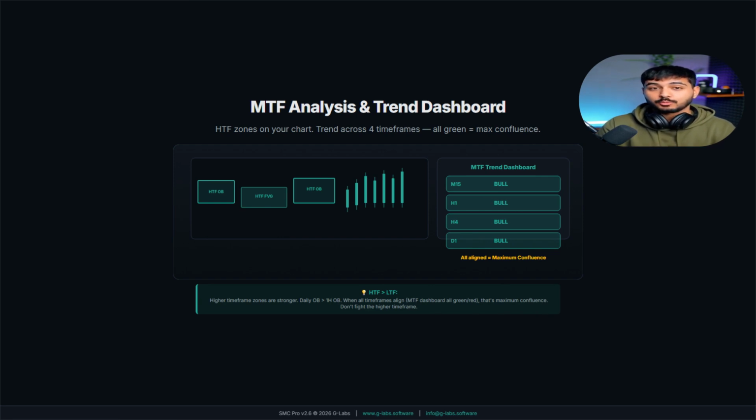The MTF dashboard shows 4 time frames at once: M15, H1, H4, D1. When all are aligned, all bullish or all bearish, that's maximum confluence. The indicator draws HTF zones on your LTF chart, so you always know where the big picture levels are.